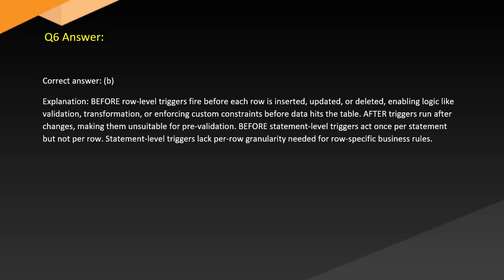After triggers run after changes, making them unsuitable for pre-validation. Before statement-level triggers act once per statement but not per row. Statement-level triggers lack the per-row granularity needed for row-specific business rules.